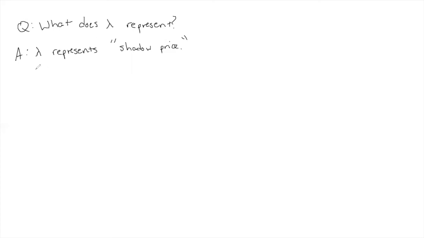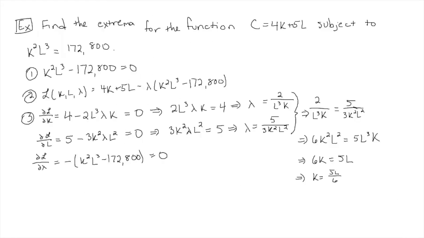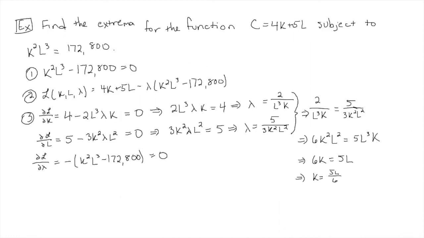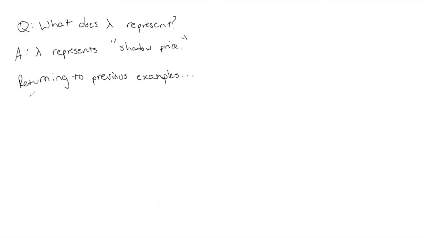But returning to previous examples. If we return back to Q, we're looking at production. Q represents production here, with the constraint 4K plus 5L equals 1. That is the constraint of a budget.